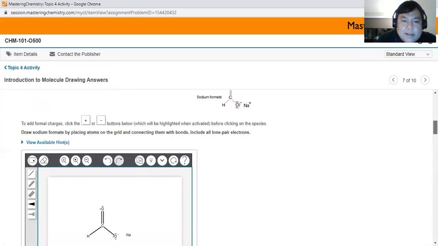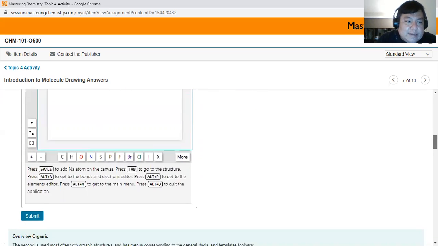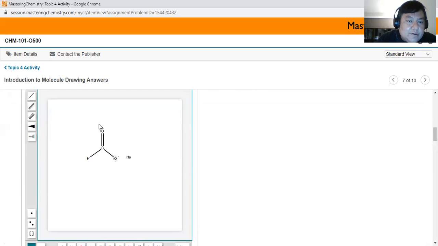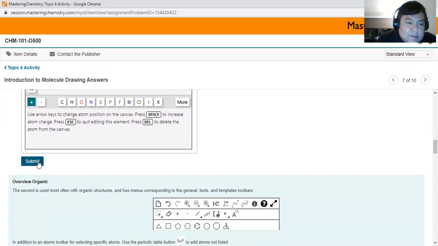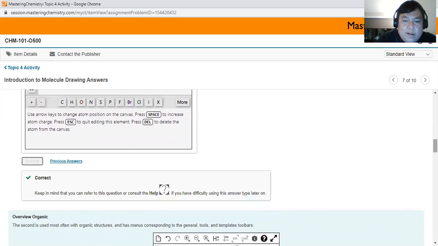Now we're going to go back and look at the sodium. Does that have a plus charge? It does. So we're going to click plus here, and we're going to click plus there. So now that has everything we need. Then we're going to hit submit, and hopefully that worked well. Yay, that worked. So now we know that works just fine.